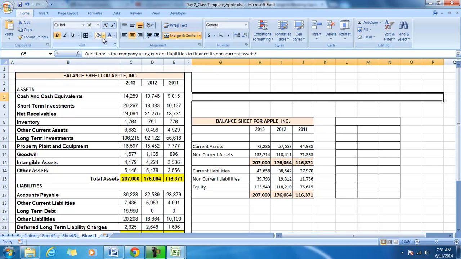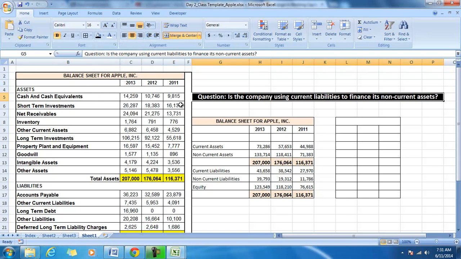For example, if we put this question, we want to find this answer: is the company using current liabilities to finance the non-current assets? In other words, we want to understand how the company is financing its assets, and is the company using some current liabilities to finance the non-current assets? Normally, the conventional understanding is the non-current asset should not be financed by current liabilities.